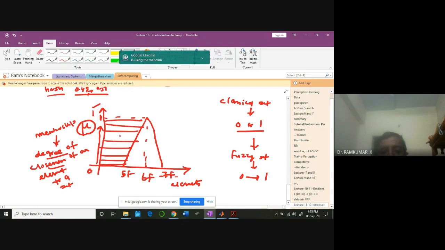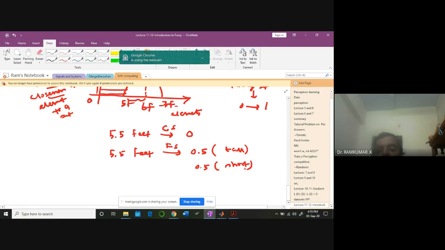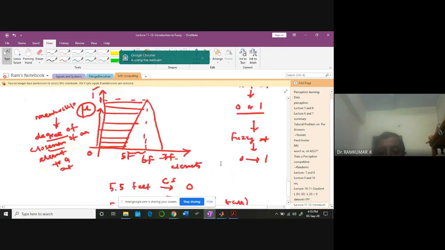So all possible values are there between 5 to 6. So a person with 5.5 feet in the classical set would have been given 0 membership. But here, in the fuzzy set, you can give him a membership of 0.5 in the set tall. And he can also be given 0.5 in the set short. That's very interesting. In the set short also he can be given some value.